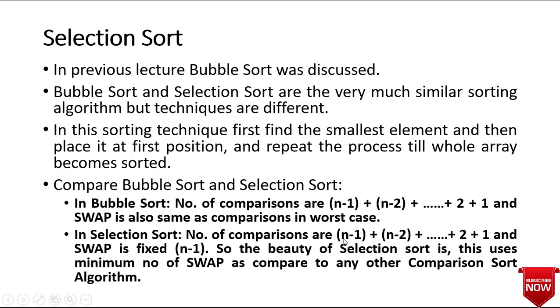In the first iteration it is n minus 1, in the second n minus 2, and so on up to 2, then 1. And the swapping here is fixed, that is n minus 1. How can we say? In every iteration, only one swap is required, so the total is n minus 1 swaps in selection sort. But in bubble sort it is 1 plus 2 plus 3 up to n minus 1, the sum of this series. So the beauty of selection sort is that it uses the minimum number of swaps compared to any other comparison sort.